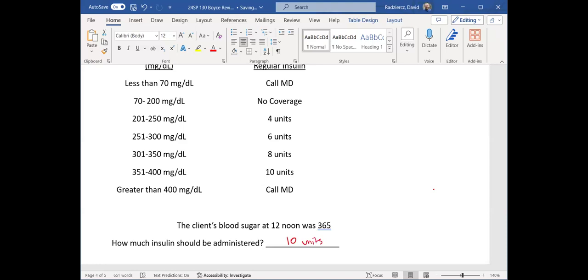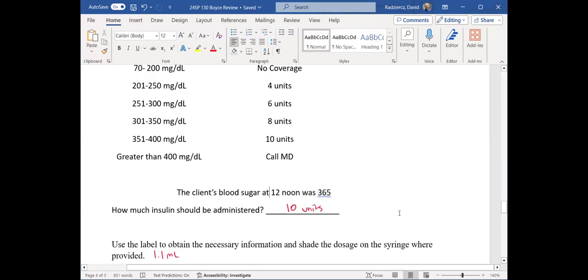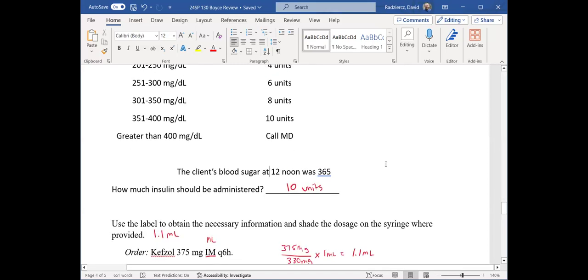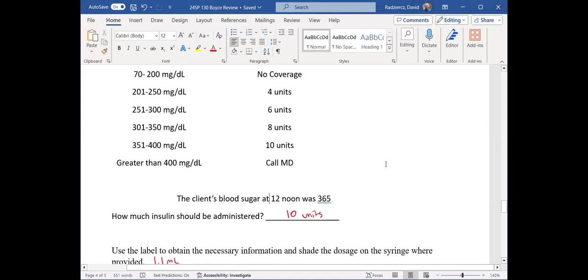So insulin's pretty straightforward. It's just where this gets missed sometimes is I think sometimes you read the number too quickly and you're like, 305, okay, 305, 8 units, but it said 365. So just take a moment. Remember that number is going to change on your actual test. So just make sure you read what number it is that they're asking you about.